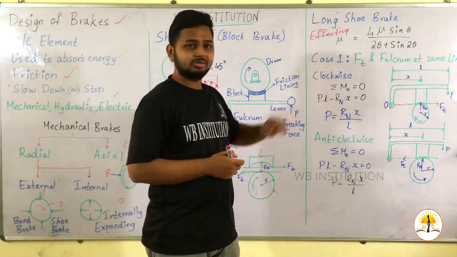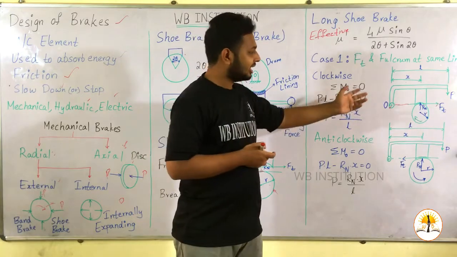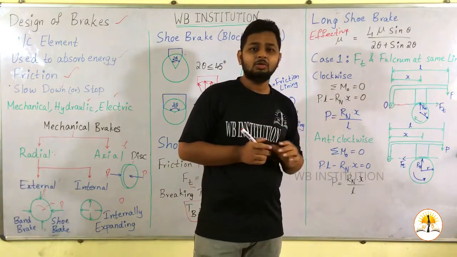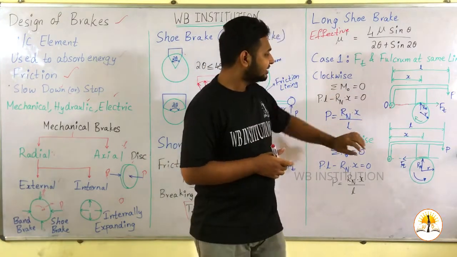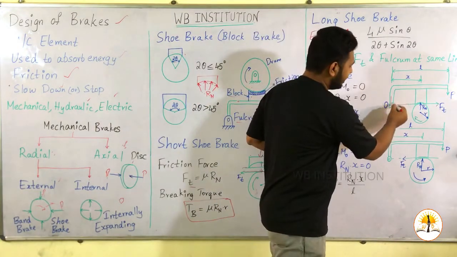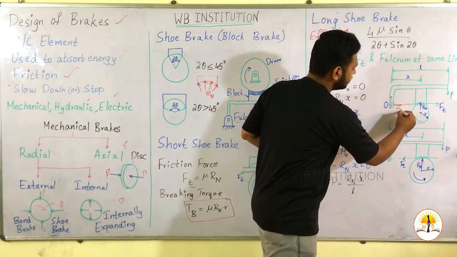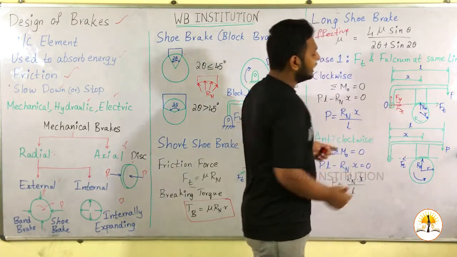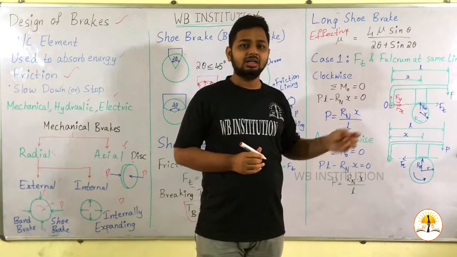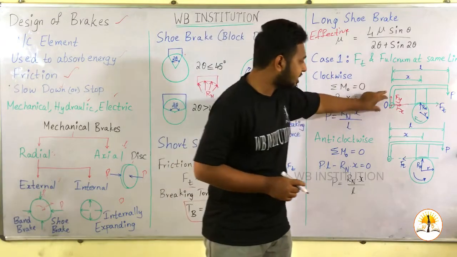So in clockwise rotation of the drum, now we have to calculate the value of P. How we can calculate the value of P? There are three types of forces acting in this. So Fx, Fy and moment. So this is Fx, this is Fy, and the moment will be acting at the point O. With reference to O we are explaining about.